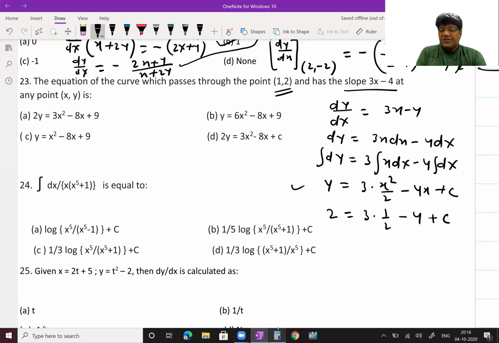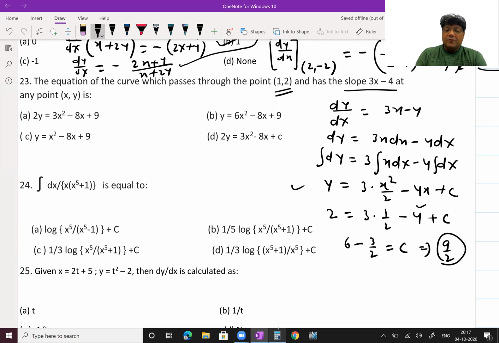So 2 is equal to 3 into 1 by 2, 3 by 2. So guys, do one thing. Transfer this 4 to that side. That will be 6. 6 minus 3 by 2 means 1.5. Make it 3 by 2 is equal to c. So your c is coming 12 minus 3, 9 by 2. c is coming as 9 by 2.